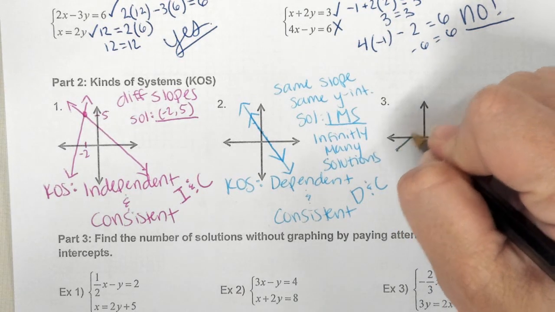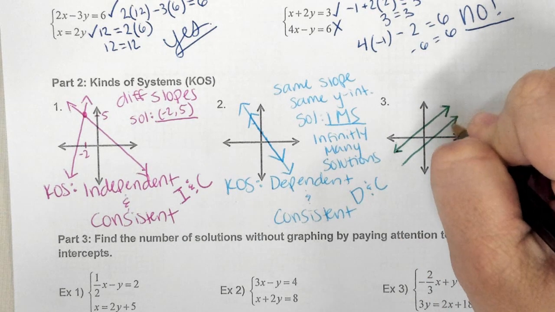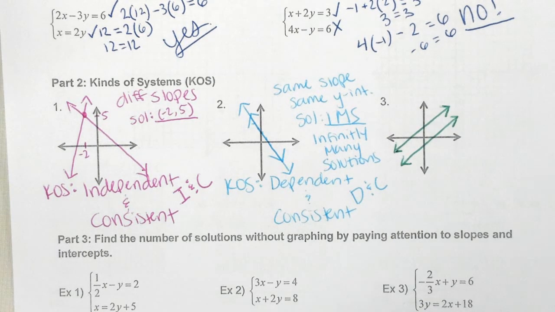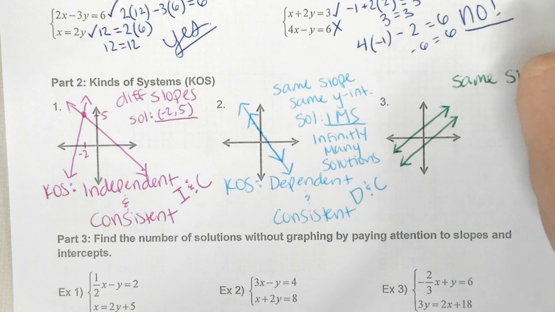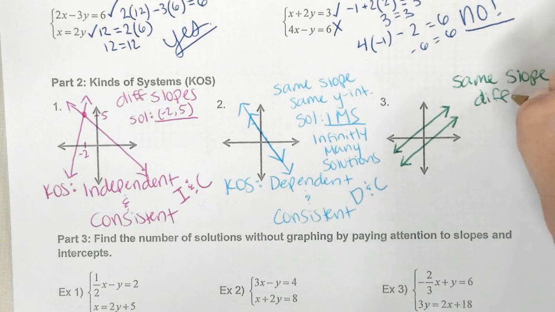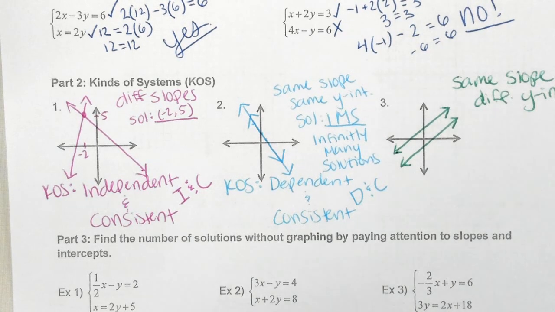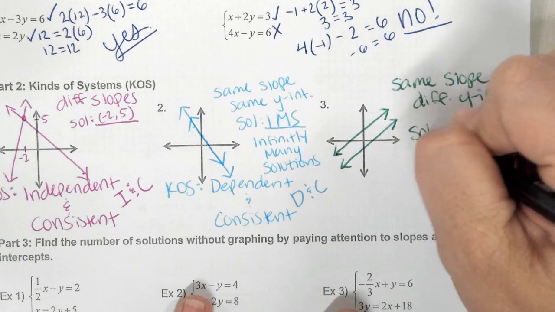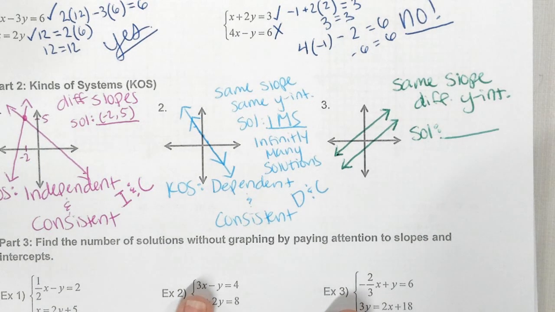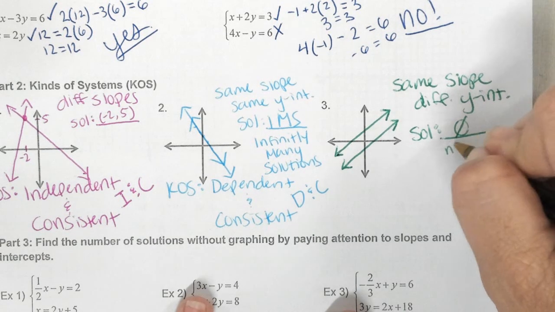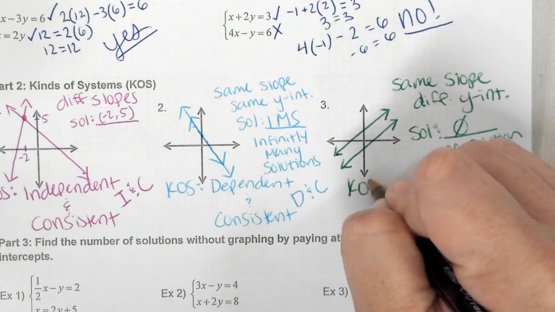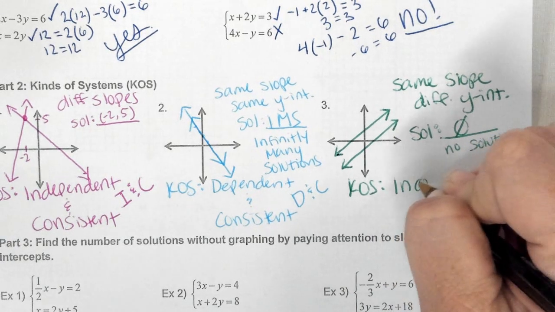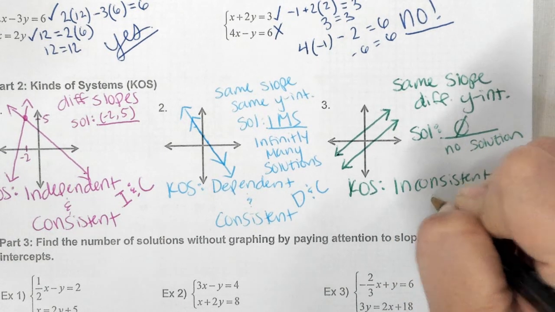And then our last type of solution is going to look something like this. What do you notice? They never touch because they are parallel. Parallel means they have same what? They have the same slope. However, they have different y-intercepts. Well, if my solution is where they touch, what's my answer here? No solution. So remember, that's your fancy symbol, but that just means no solution. So your kind of system here, because they never have a solution, is just inconsistent. Or I.